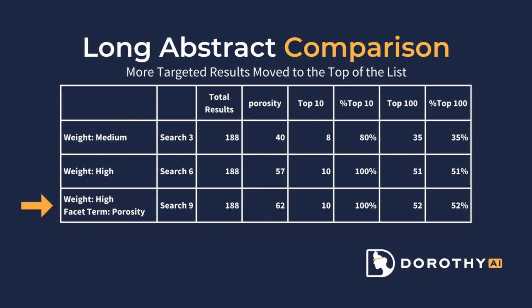So we have a high novel feature weight. We're using the facet term porosity. We're seeing around the same number of total results, with 62 now in even more references describing porous material. And again, 10 out of 10 of the top 10 and 52% of the overall results in the top 100 discussing porous material. So these comparisons show you the impact of novel feature weight and facet terms on a relatively basic query that we basically cut and pasted from an issued patent.